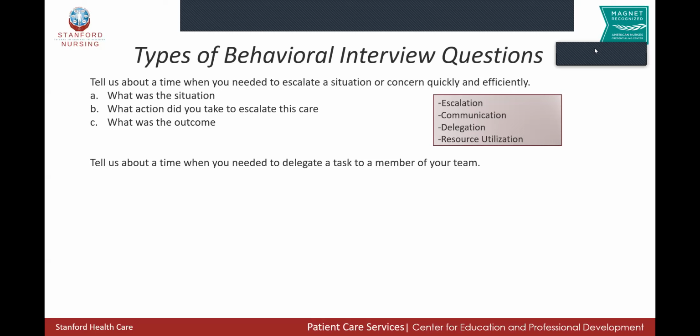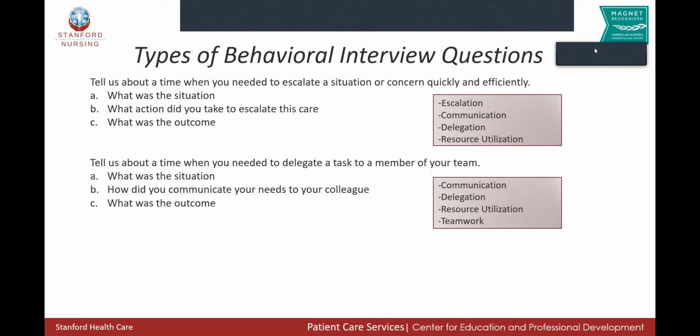Tell us about a time when you needed to delegate a task to a member of your team. What was the situation? So there's your story, what happened. How did you communicate your needs to your colleagues? So what did you do? And what was the outcome? So again, those prompts are there. So you can think about a story. What did you do and what was the outcome? And yes, again, this is about delegating a task, but we bring in the other traits of communication, delegation, using your resources, and working together with a team.